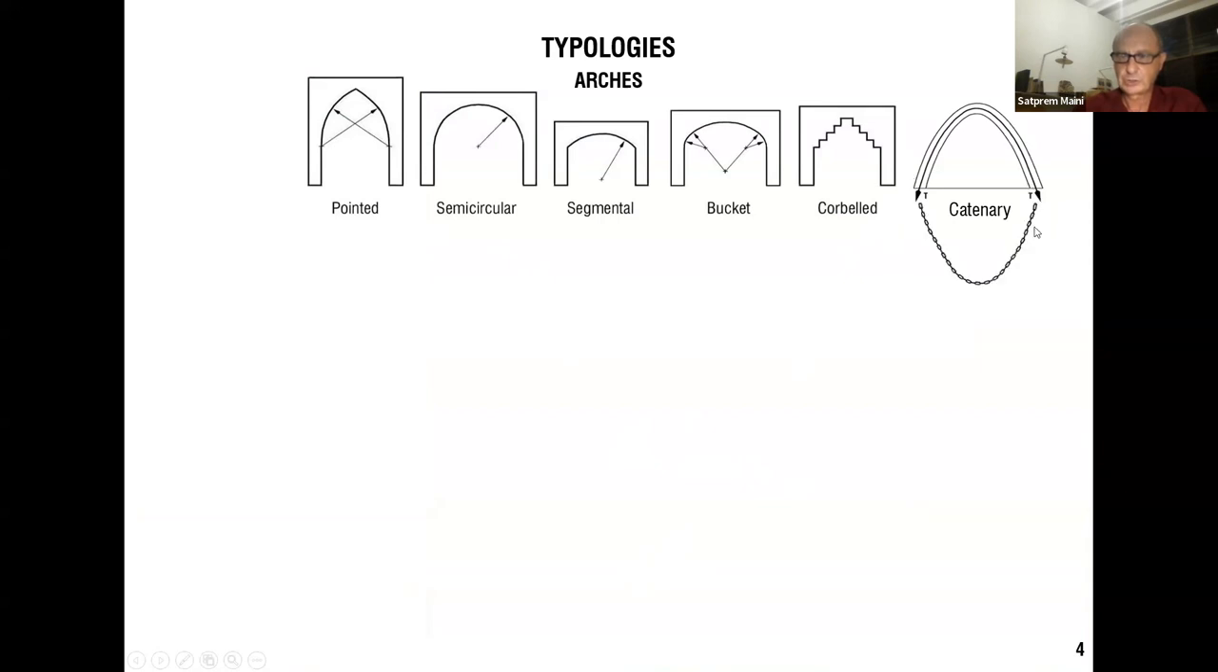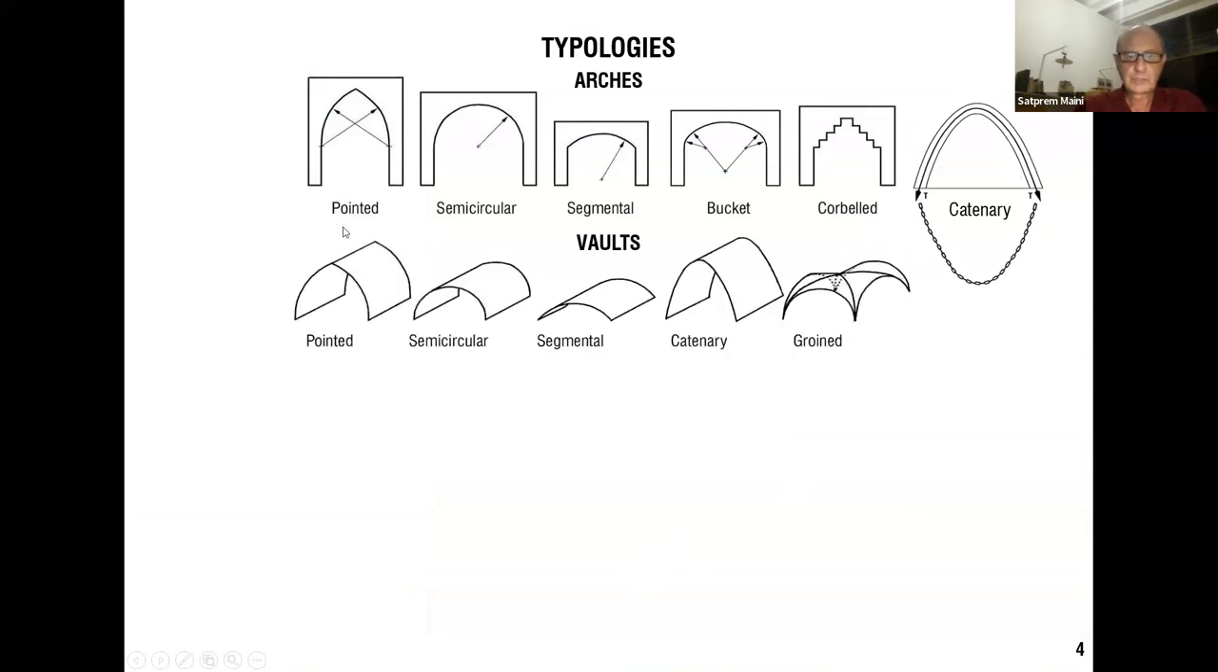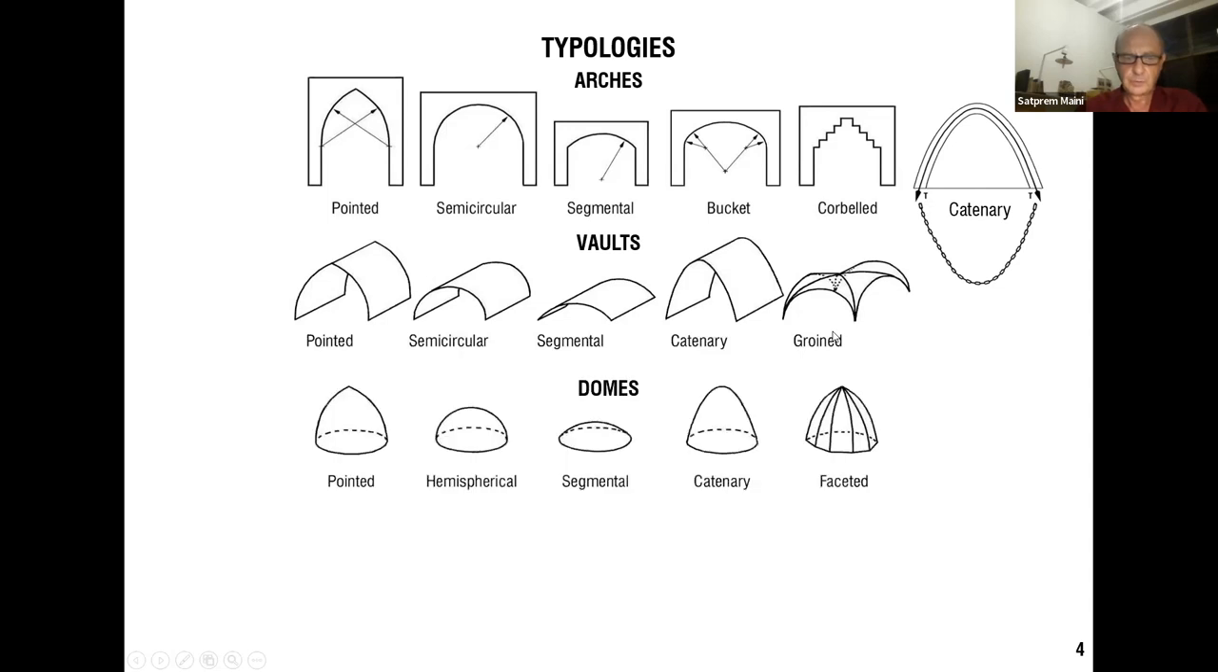The catenary is the shape inverted from the arch. That means the chain which is hung is called a catenary, and then the arch has the same shape with the same name. Then you have the walls, which are basically coming from the same name as the arches. And you have here the ground vault, which is the intersection of two walls. And then you have the domes, which follow the same principle: pointed, hemispherical from the semicircle, segmental, catenary. And then the facet dome, which is the intersection of a different number of walls, like you have four walls crossing each other here.